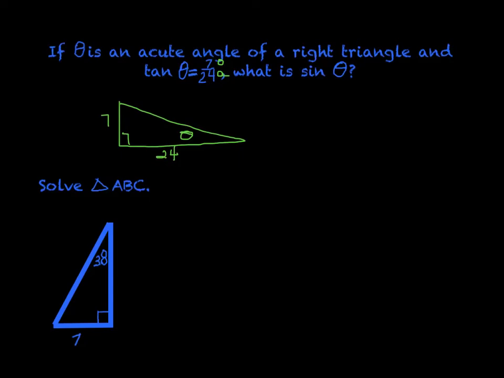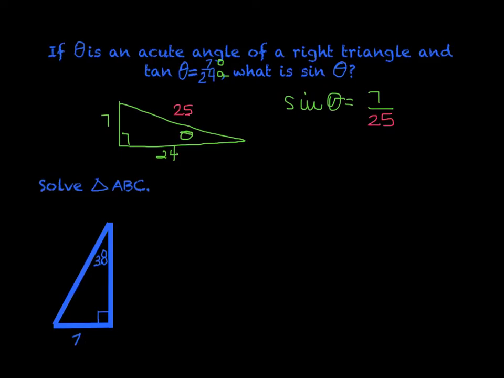Now, what is the sine? Sine of theta equals the opposite over the hypotenuse. But I don't know the hypotenuse. And once again, if you remember your triples, this is a 7, 24, 25, which means the hypotenuse would be 25.